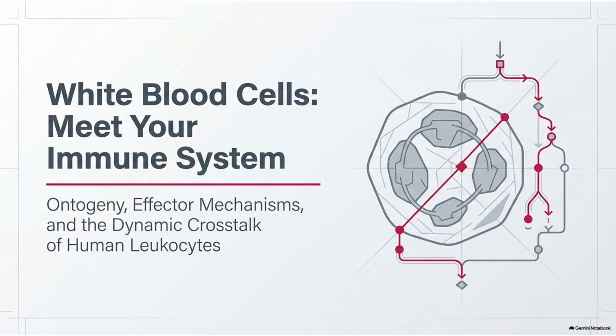But here's the question I want to start with. Why do we need 5 different types of white blood cells? Why doesn't the body simply make one really good immune cell that does everything? The answer is that defending the human body is far too complicated for one cell to do it all. Different threats require very different responses.